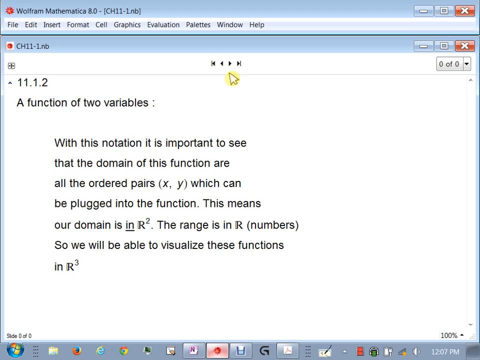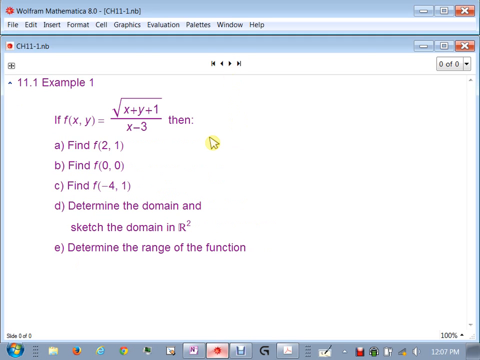Functions of two variables. You need 3 dimensions to visualize. All right, so here we go. Here's your first example of a function of 2 variables. f of x, y equals the square root of x plus y plus 1, over x minus 3. Couple of things. Let's find f of 2, 1, f of 0, 0, f of negative 4, 1. Determine the domain, sketch the domain, and then determine the range of this function.